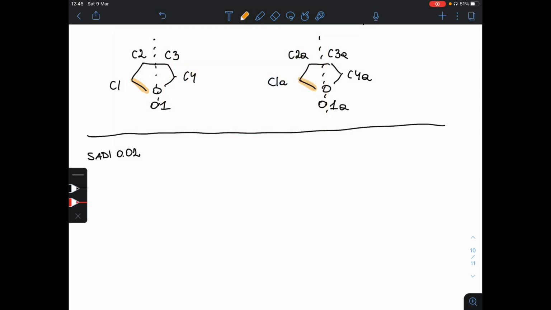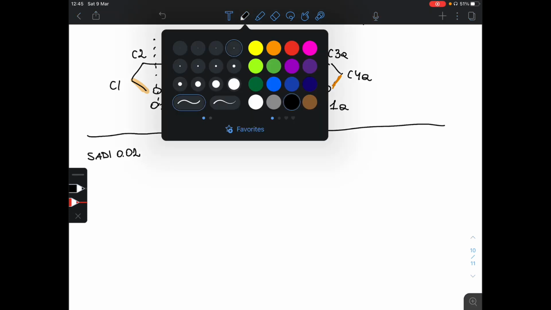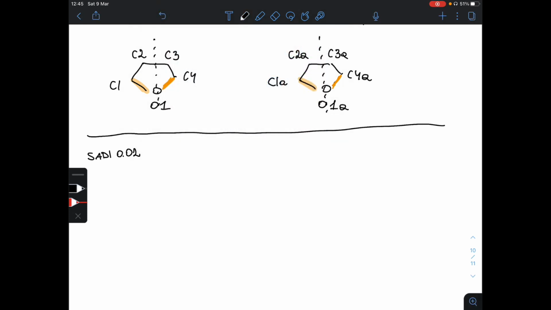So we also want to make these distances all similar to each other. Let's write down the 1,2 distances first. O1 C1, O1 C4. We made these two similar, and we want them to be similar to O1A C1A and O1A C4A, right? So we took care of the 1,2 distances to oxygen.